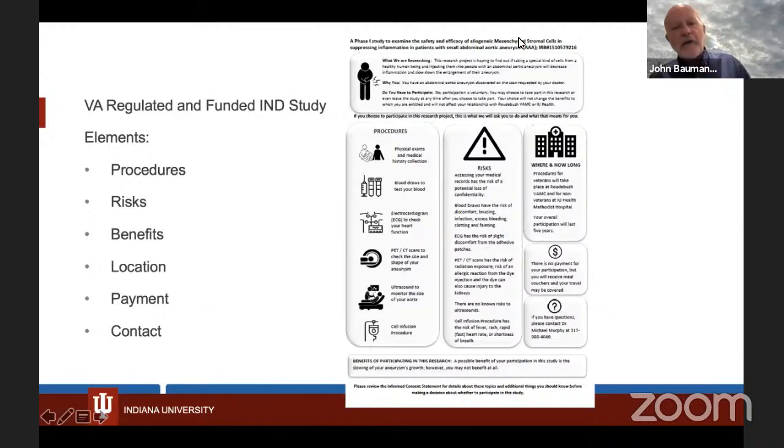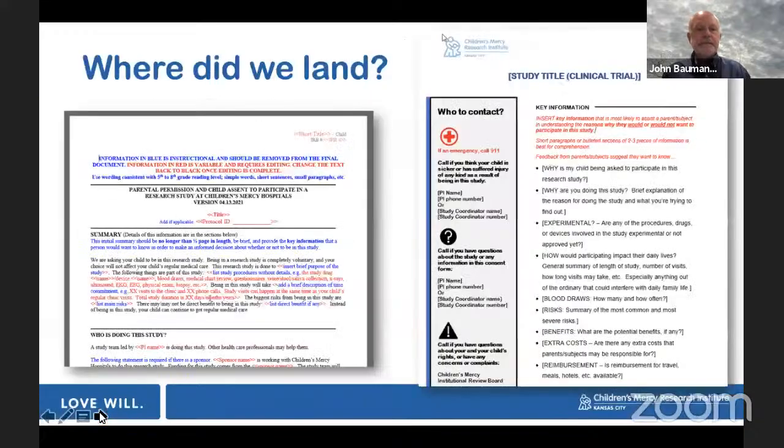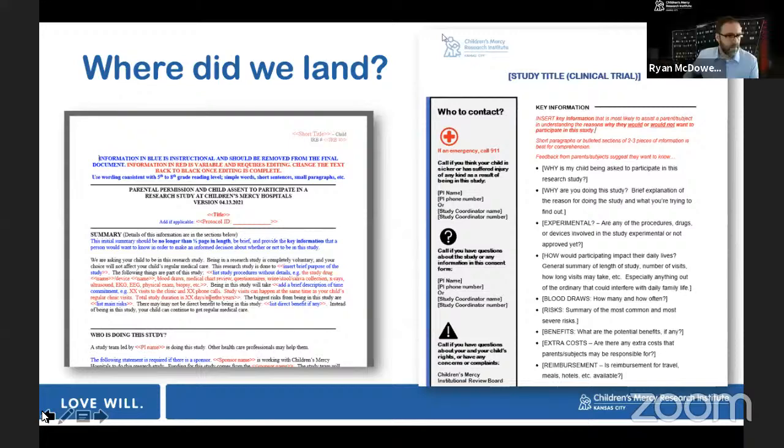And here it's sort of a horizontal across the top, and then 3 verticals, one with procedures, one with risks, and one with details about how long, what, where, etc. So that's the exercise that we went through at IU.